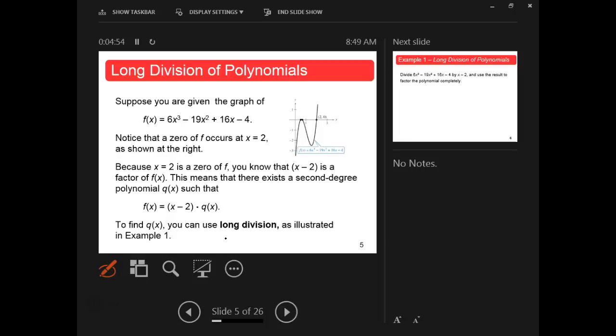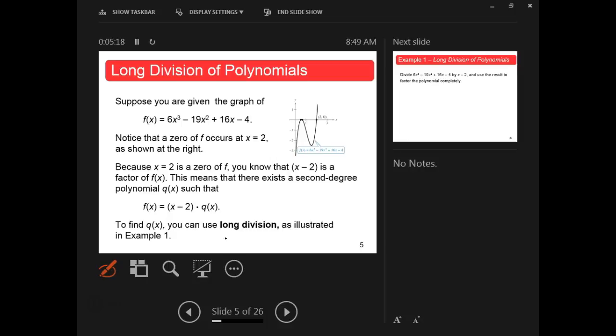So let's see what we're going to do here. Suppose you're given the graph of, and you're most of the time not given the graph of, f of x equals 6x cubed minus 19x squared plus 16x minus 4. And it says, the graph shows you, obviously, it looks like you have a 0 right there at 2, 0, right? Looks pretty clear.